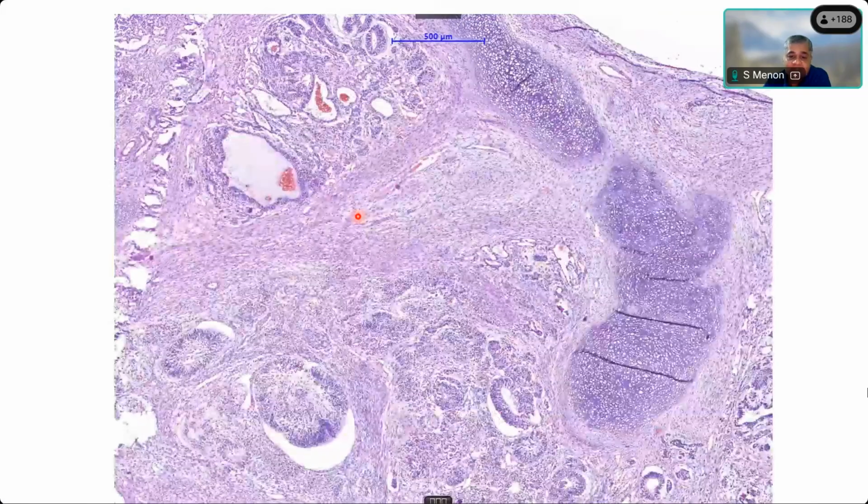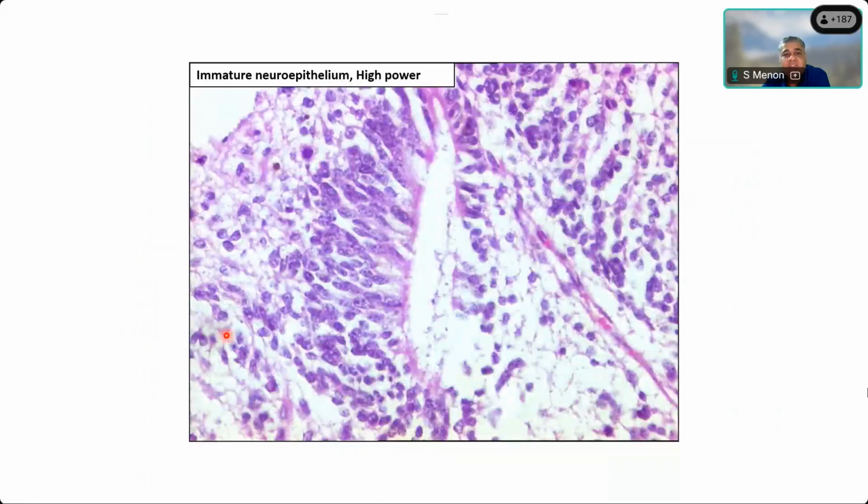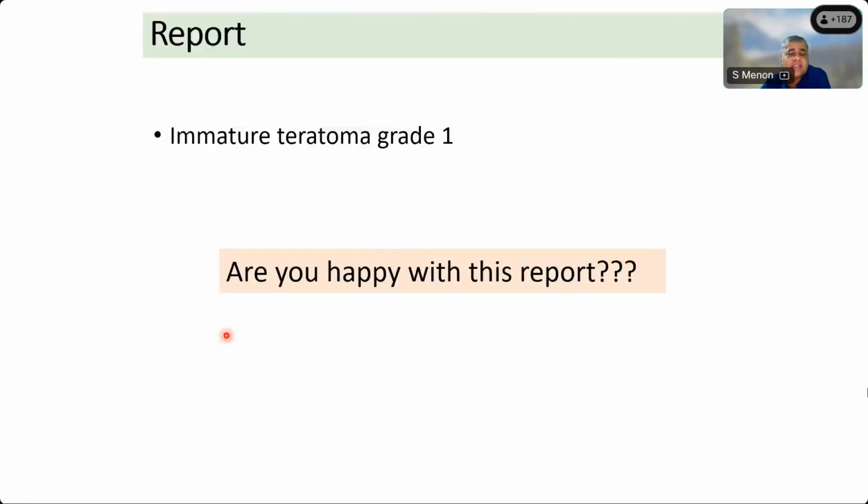At low power, it can look like a very glandular appearance, but when you look carefully, these are very blastemal looking elements, which you see in a neuroblastoma or a nephroblastoma kind of appearance in these tumors. So this was called immature teratoma grade 1. Are you happy with this report? Piyosha, are you happy with this report of immature teratoma grade 1?